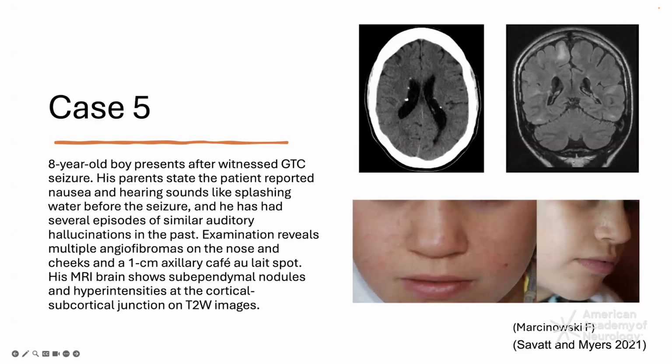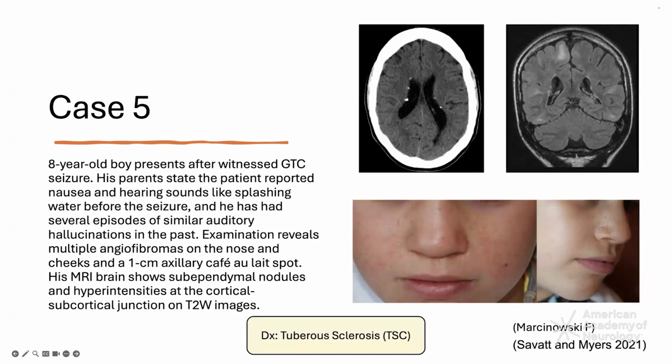Case 5, an 8-year-old boy presents after a witnessed GTC. His parents state that the patient reported nausea and hearing sounds like splashing water before the seizure, and he's had several episodes of similar auditory hallucinations in the past. Examination reveals multiple angiofibromas on the nose and cheeks, and a 1 centimeter axillary cafe au lait spot. His MRI brain shows subependymal nodules and hyperintensities at the cortical-subcortical junction on T2 weighted imaging. So this patient has tuberous sclerosis complex.